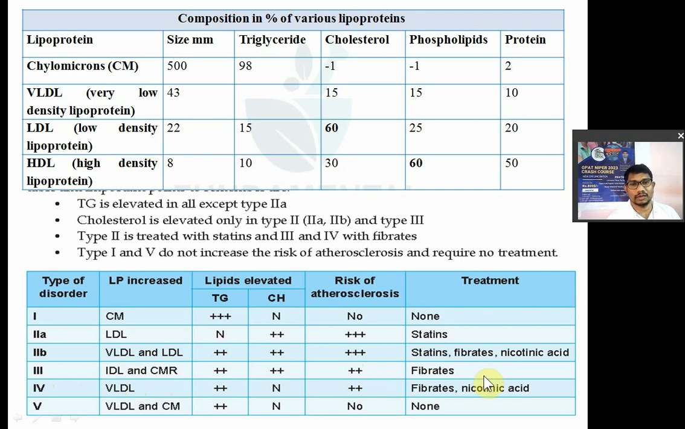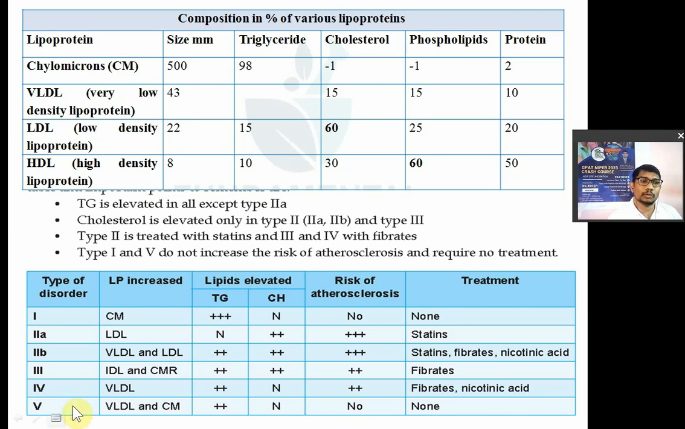Fibrates are the drugs. Now type 4 lipoproteinemia, in that very low density lipoprotein level is increased and will have only triglyceride increased, not cholesterol, so no risk of atherosclerosis. So fibrates and nicotinic acid are used.